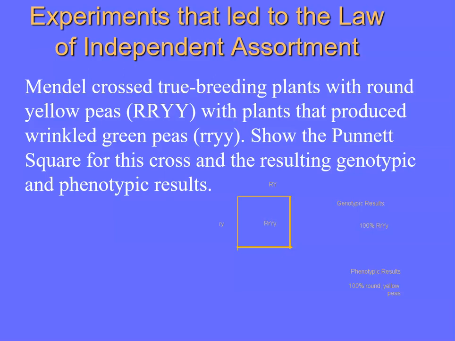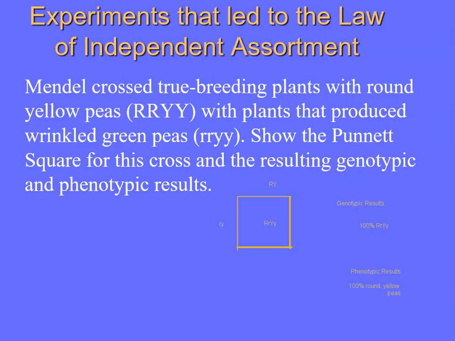So here's how you would set up the Punnett square for this example. Notice that each row and column header needs to have one of each of the alleles for the two traits. So we need an R and a Y for each column and row header. Now this one's simplified because there's only one allele for each trait that each parent can donate. The first parent with the round yellow peas can only give a dominant allele for round and a dominant allele for yellow. So they're listed across the top, capital R, capital Y. And on the side, we have lowercase r and lowercase y from the wrinkled green pea plant parent.